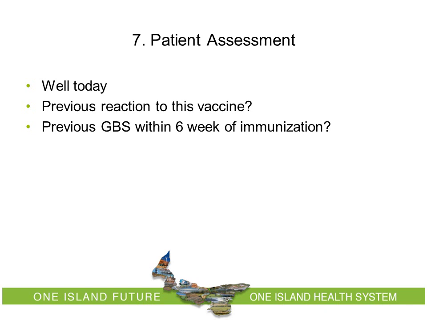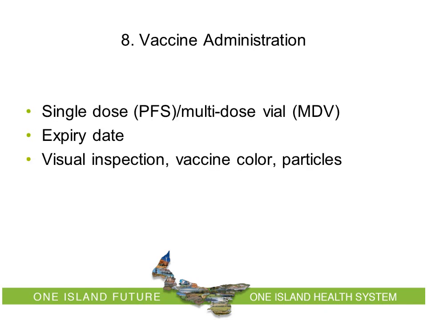Patient assessment includes, is the individual well today? Have they had a previous reaction to this vaccine? Or have they experienced Guillain-Barré syndrome within 6 weeks of any previous immunization? Prior to administration of the vaccine, check the expiry date on either the pre-filled syringe or the multi-dose vial and do a visual inspection of the vaccine, checking to make sure that it's clear and there's no particles.